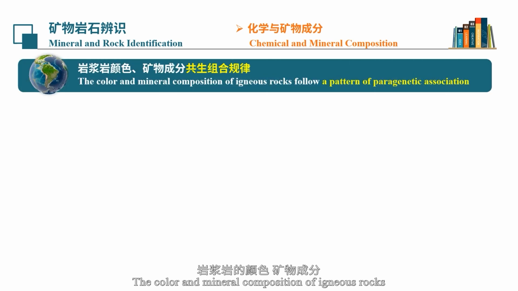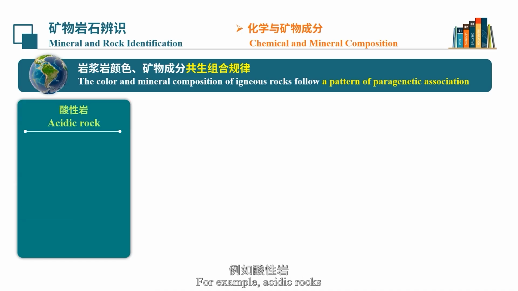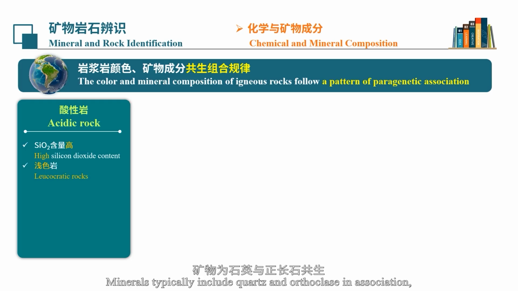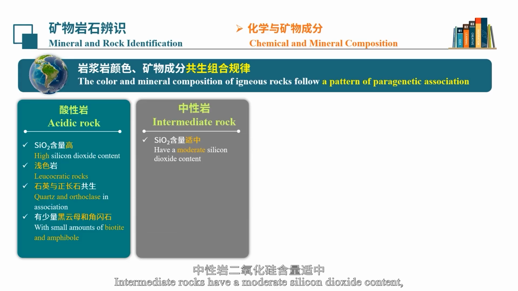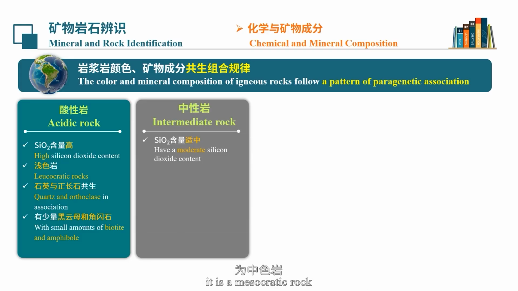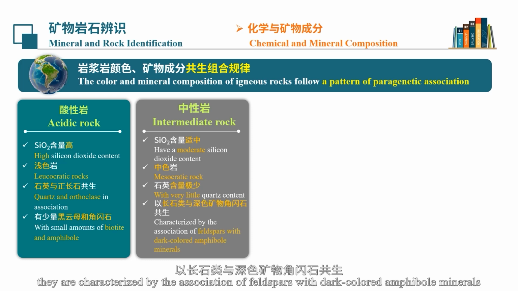The color and mineral composition of igneous rocks follow a pattern of paragenetic association. For example, acidic rocks have a high silicon dioxide content and are leucocratic rocks. Minerals typically include quartz and orthoclase in association, with small amounts of biotite and amphibole. Intermediate rocks have a moderate silicon dioxide content. It is a mesocratic rock with very little quartz content. They are characterized by the association of feldspars with dark-colored amphibole minerals.